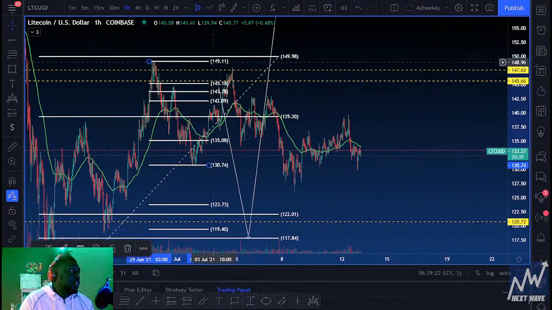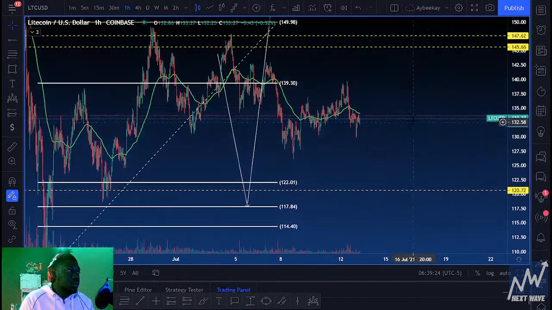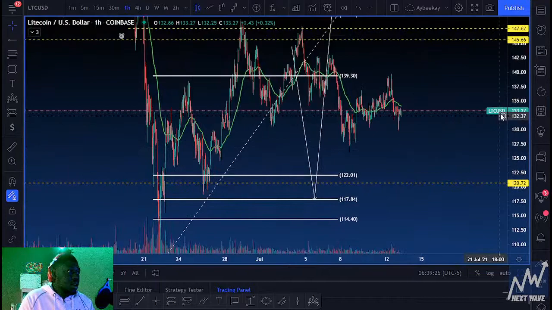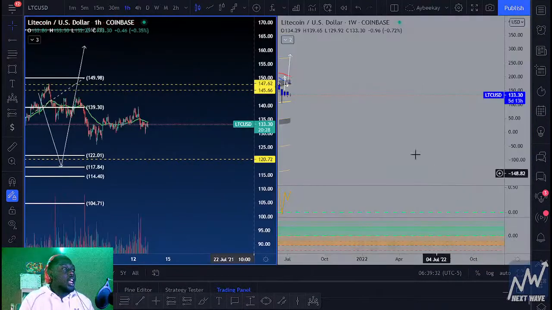This would not have hit stop loss. It's just probabilities for me. But again, 117.84, that would be the vibe for me to get into a long-term buy.